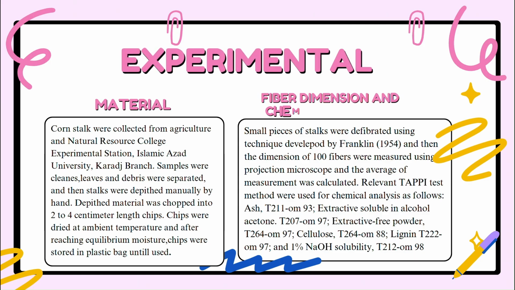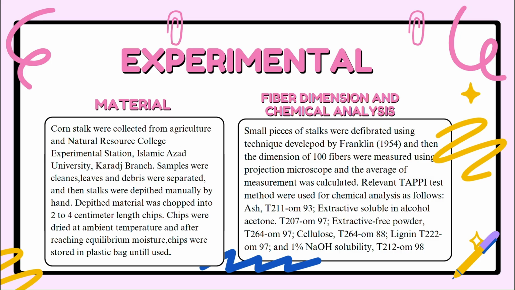Experimental. The material is collected from the Agricultural and Natural Resource College Experimental Station, Islamic Azad University, Karaj branch. Samples were cleaned, leaves and debris were separated, and then the stalks were de-pithed manually by hand. The pith material was chopped into 2 to 4 cm length chips. Chips were dried at ambient temperature, and after reaching equilibrium moisture, chips were stored in plastic bags until use.